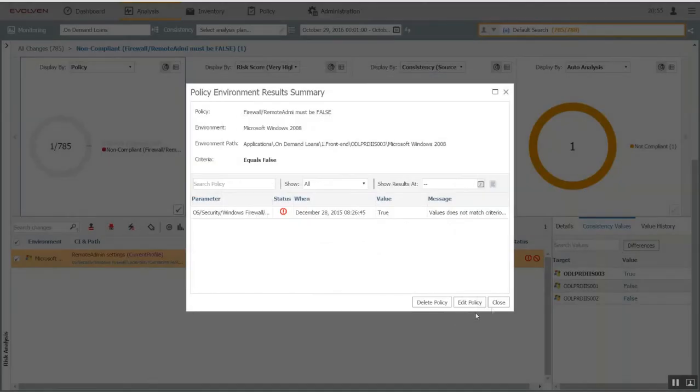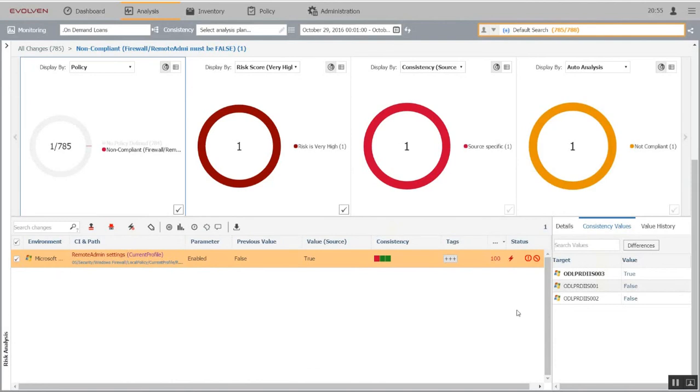So the auditors now can take this information very quickly, go back to the web team, or we could create a ticket to have this turned back to false. This is a non-compliant issue, so this is an immediate remediation that needs to be taken to get that back to the current policy state.